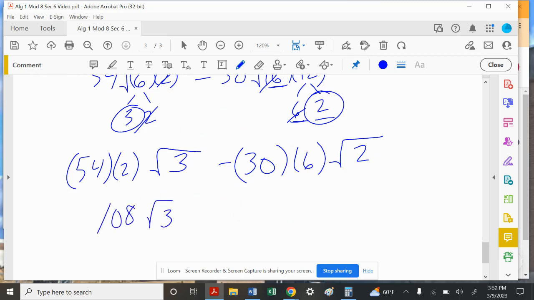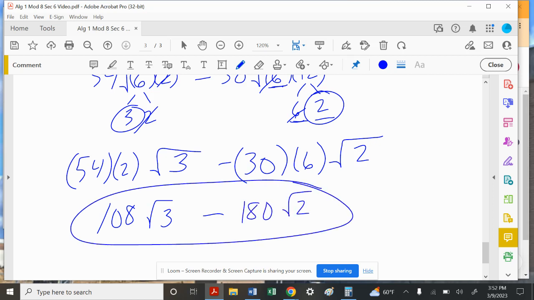Square root of 3. Minus 30 times 6 is 180. Square root of 2. I cannot combine those together because they do not have the exact same radicals. And I am done. So that's the end of Module 8, Lesson 6. And we're also done completely with the module.